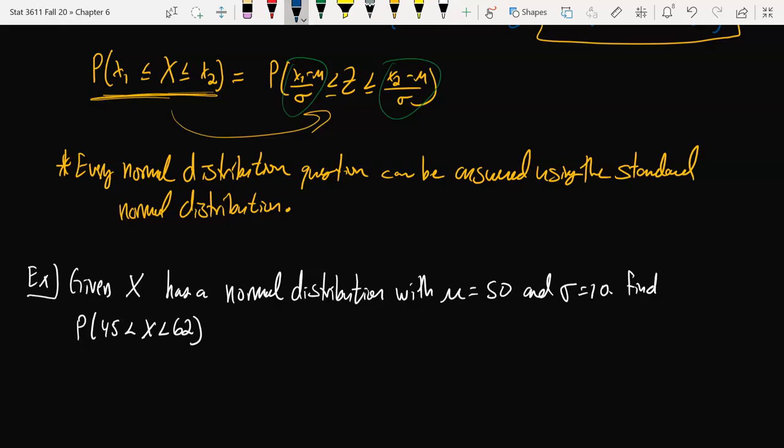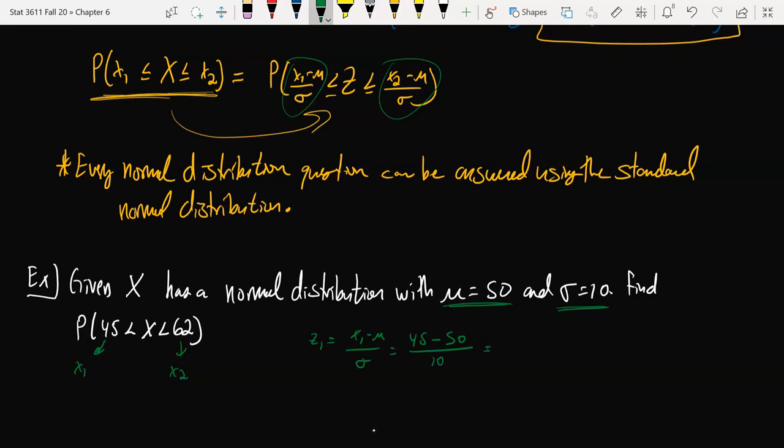Okay. Using what we have above, we know we can convert this to a standard normal random variable question, but we need to know what our bounds are. 45 is our x1 value, and 62 would be our x2 value if we relate to the result we have on the screen above. So let's find the associated z values. z1 is x1 minus mu over sigma. X1 here is 45, so this is 45 minus mu. The mean we're given is 50, and the standard deviation is 10.